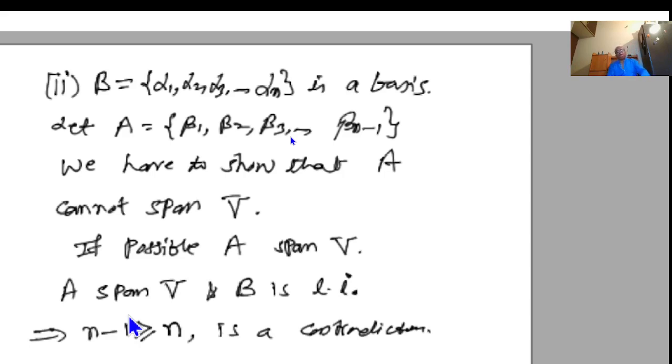Why are we getting this contradiction? Because of this assumption, A spans V is wrong. So here A cannot span V. This is the result. Okay, thank you. I will stop here.